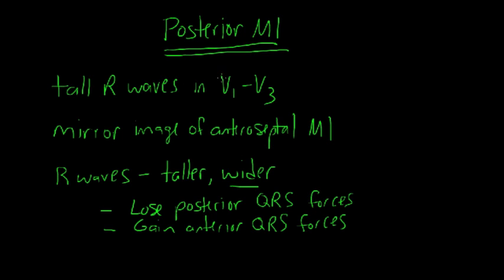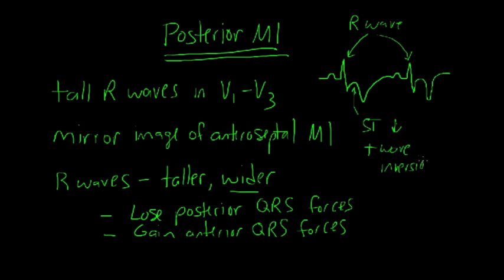And do posterior infarcts present with ST segment depression or elevation? Depression. Remember, posterior MIs are a mirror image of anteroseptal MIs, so expect to see ST depression and large inverted T waves in V1 through V3. Finally, you should also look for signs of ischemia in the inferior leads, since posterior and inferior MIs can often occur simultaneously, known as inferoposterior MIs.